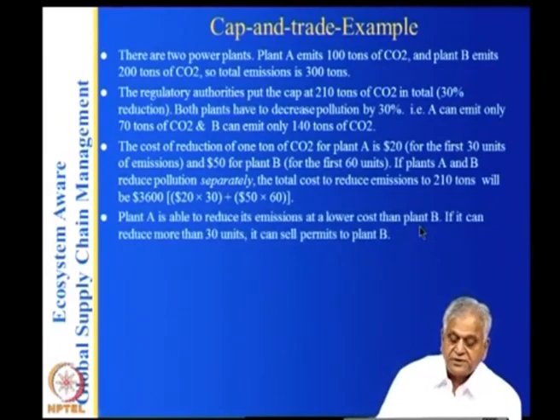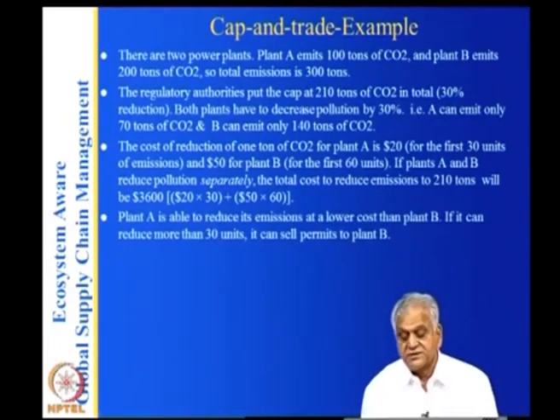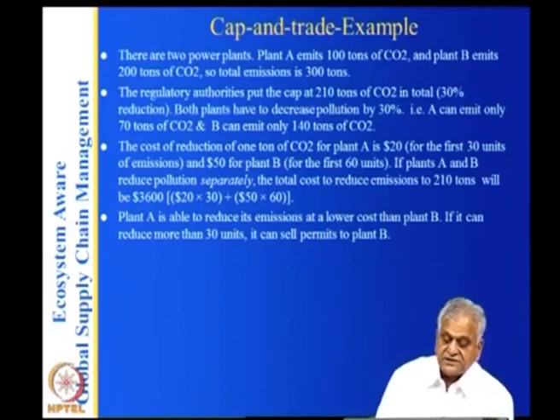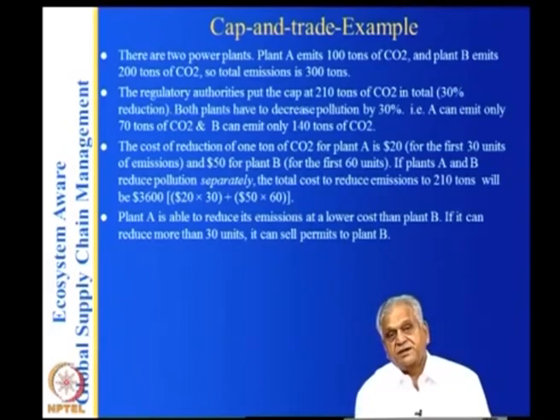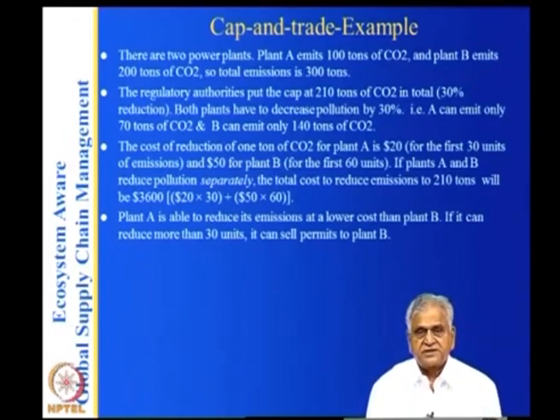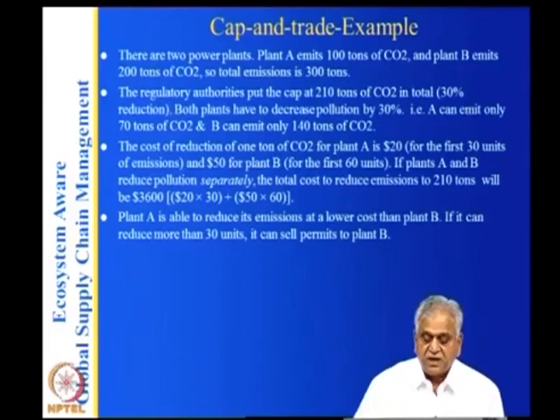So plant A is able to reduce emissions at a lower cost than plant B, and if it can reduce more than 30 units, it can sell permits to the plant B. I mean, this is allowed and people have made a lot of money in the cap and trade scheme. There are companies who basically advise you on this. It is like stock market trading.